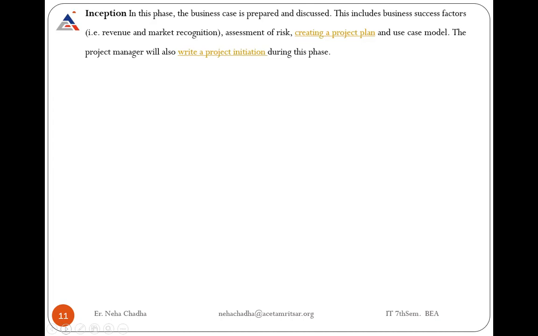Inception is concerned with the requirement gathering and analysis phase of the waterfall model. It is in this phase that the business case is prepared and discussed. This includes business success factors, that is revenue and market recognition, assessment of risk, creating a project plan. I have highlighted the words that you must take as keywords to better understand this phase. Creating a project plan and use case model, and the project manager will also write a project initiation during this phase. Project initiation means starting of the project and creating a project plan.